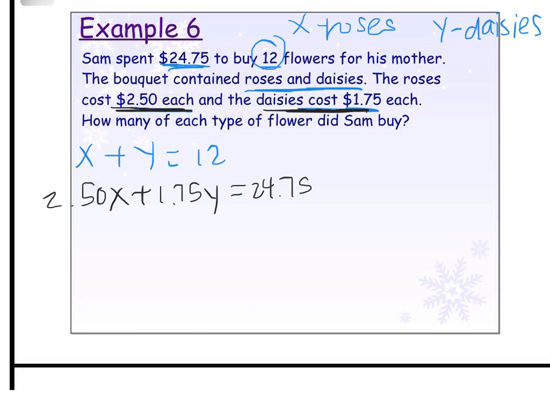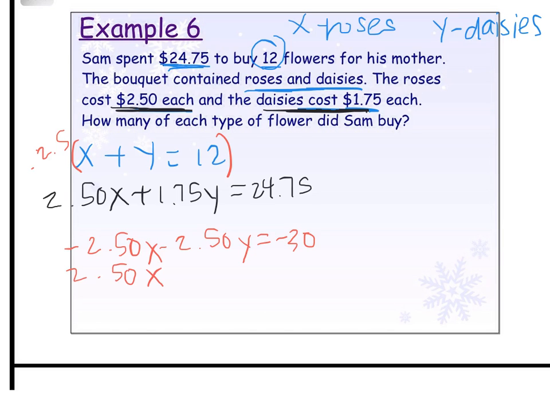I chose to multiply the top by negative 2.5. So my new equations were negative 2.50x minus 2.50y, and that was equal to negative 30. My bottom equation didn't change, so 2.50x plus 1.75y is equal to 24.75. Now I can add those together.